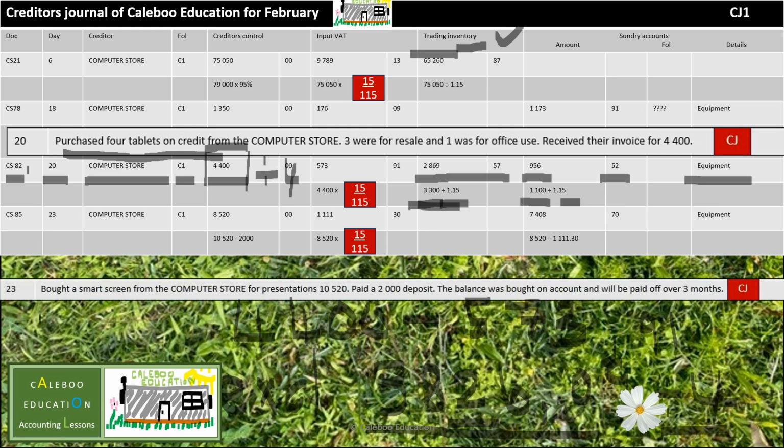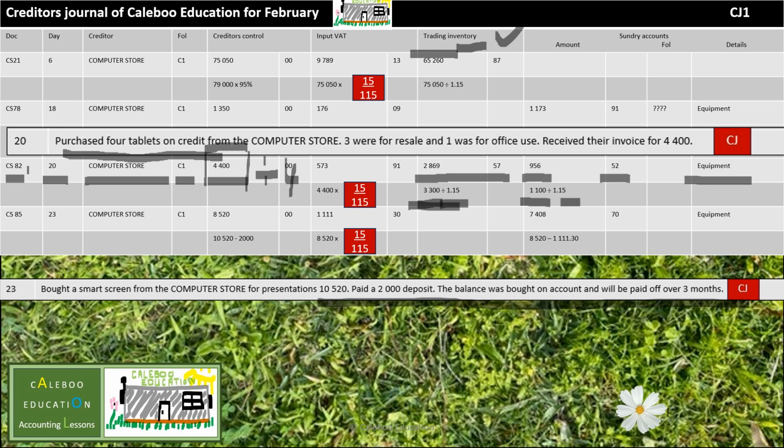Next transaction, bought a smart screen from the computer store for presentations. The amount was 10,520 if you're reading that transaction. 2,000 was paid. That was a deposit, but the full amount was not settled straight away. And it's going to be paid off over 3 months.